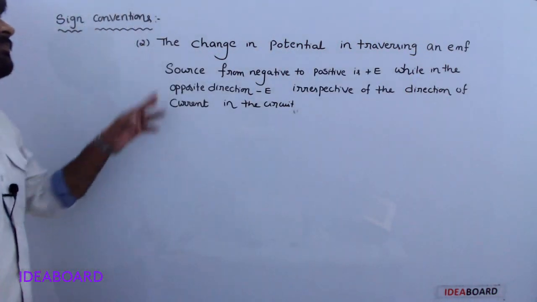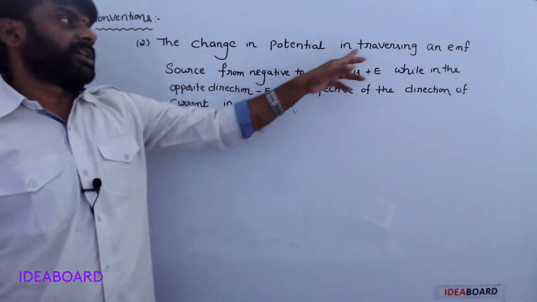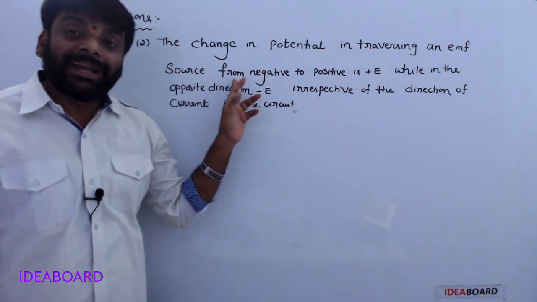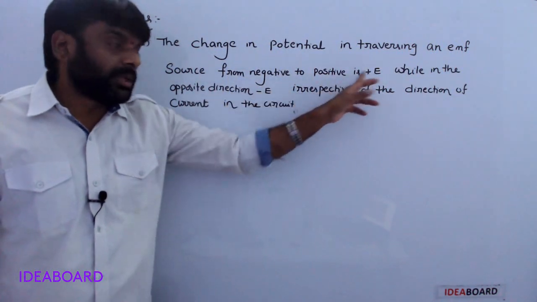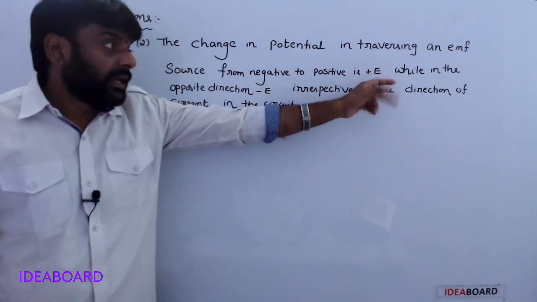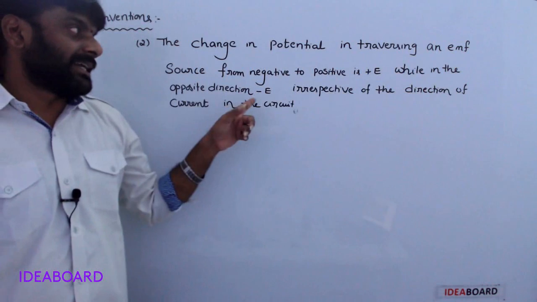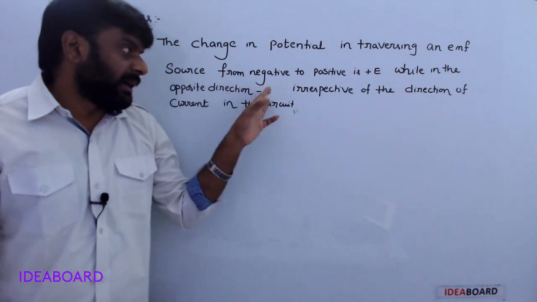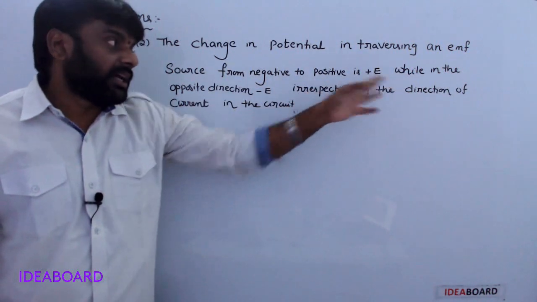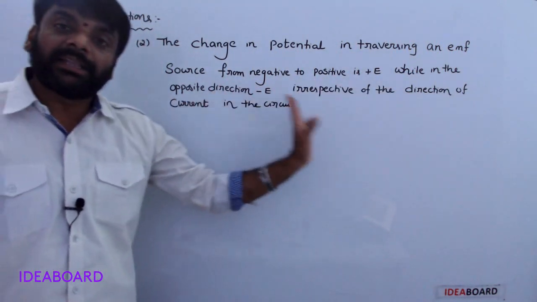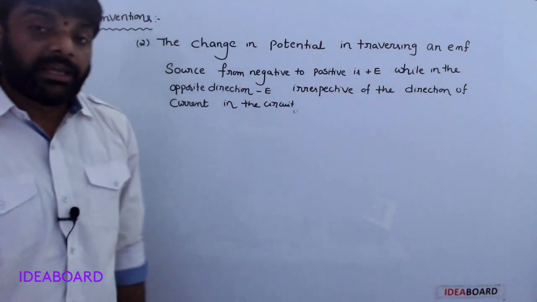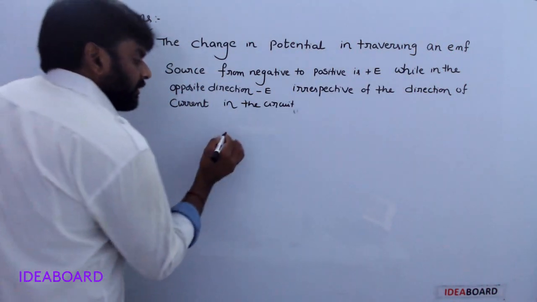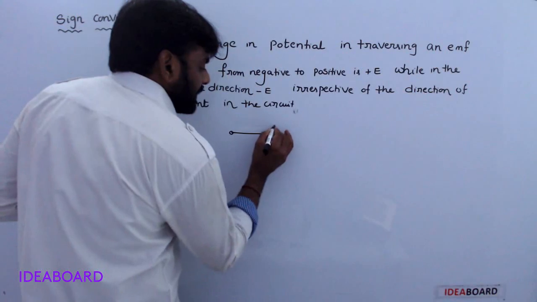See next one. The change in potential in traversing an EMF source from negative to positive is taken as plus E, while in the opposite direction, from positive to negative, you are taking minus E, irrespective of the direction of current in the circuit. Simply say it is a battery.